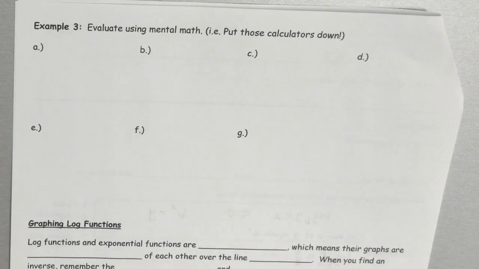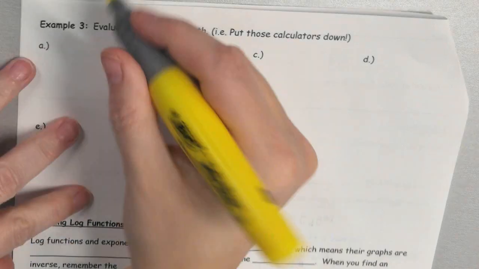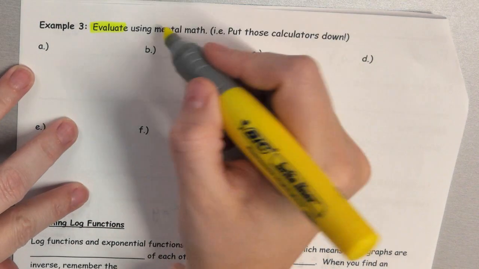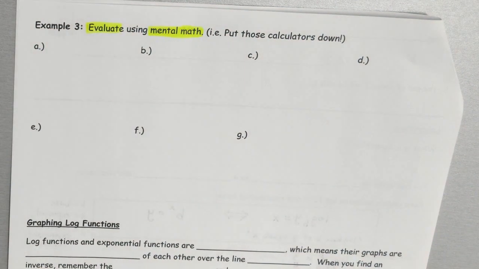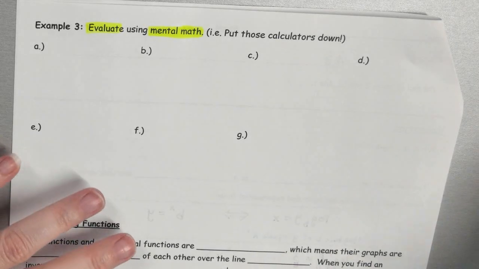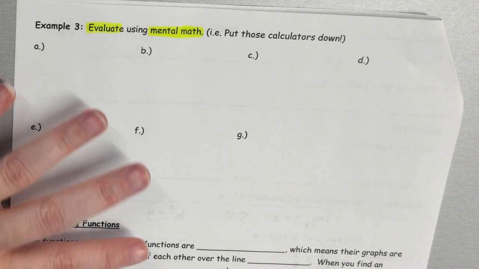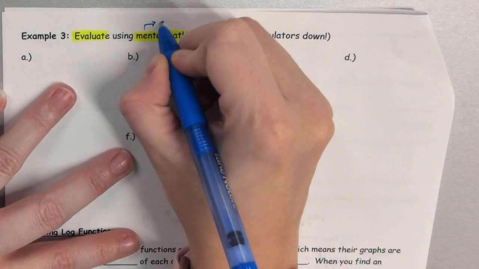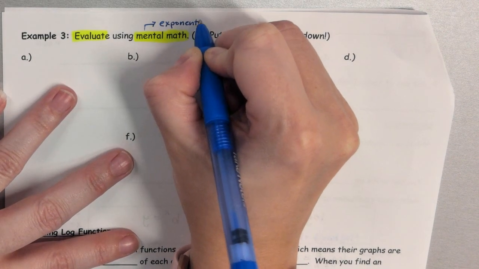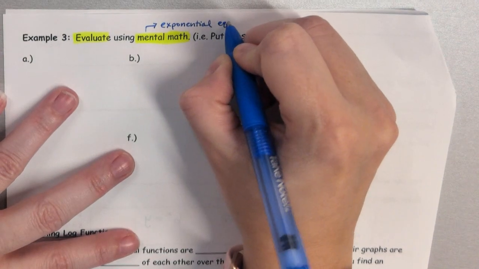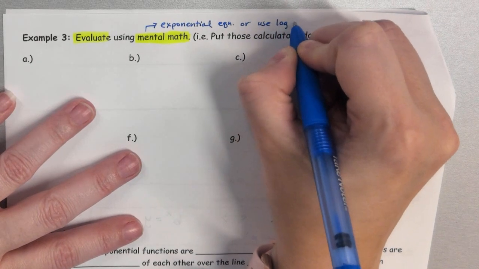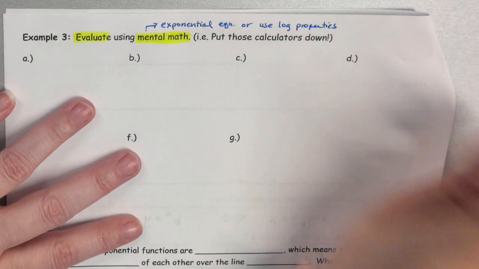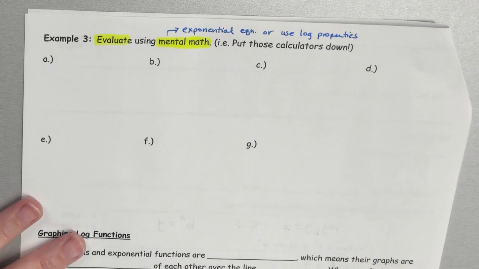Okay, so example 3, we are going to evaluate using mental math. You guys can do this. You're smart. When you're doing mental math, this is going to be just like what you did yesterday. You can set these up as exponential equations, or you can also use the patterns that we just talked about, or you can use your log properties. You can decide. We're always going to set these up as exponential functions.